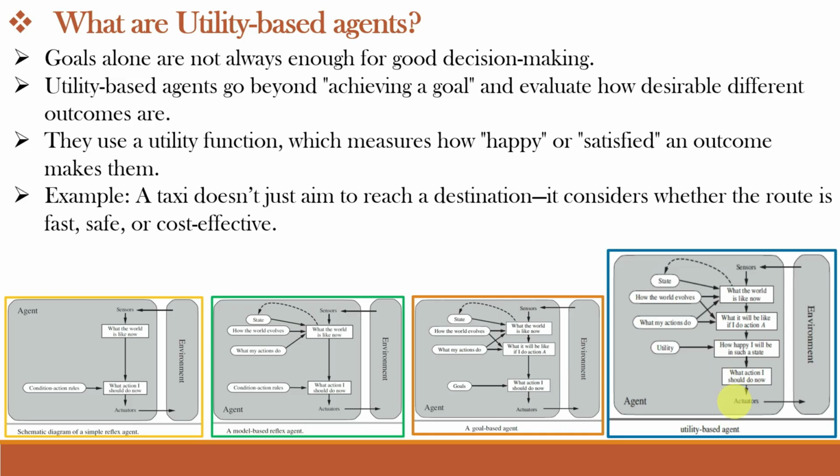While for the utility-based agents, there are different blocks like utility and how happy I will be in such a state. So in place of condition action rules or goals, here there is a utility block that aims towards usefulness and happiness that has to be achieved. And remember, the goal to reach the destination is always there, right? But here the main focus is on utility instead of goal.